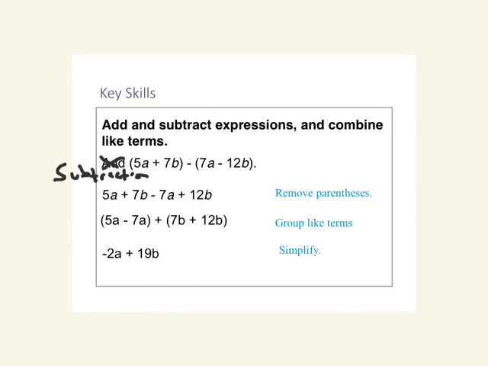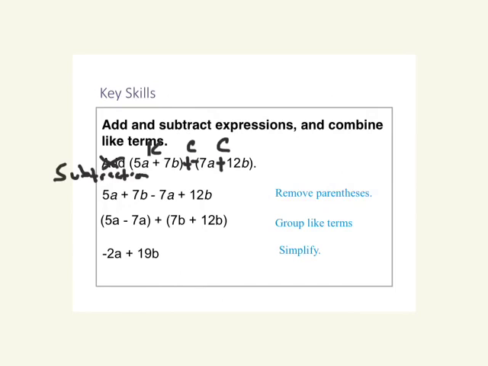Let's go ahead and look at this problem. It's 5a plus 7b minus 7a minus 12b. So in this situation, I have subtraction. So I'm going to keep, change. So my subtraction is going to become addition. 7a becomes negative 7a, and minus 12b becomes its opposite, plus 12b.